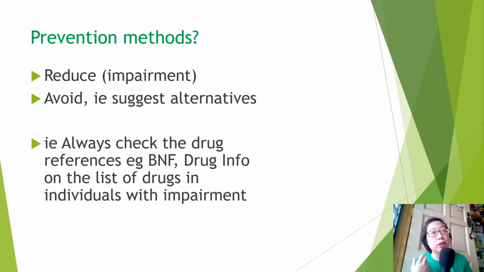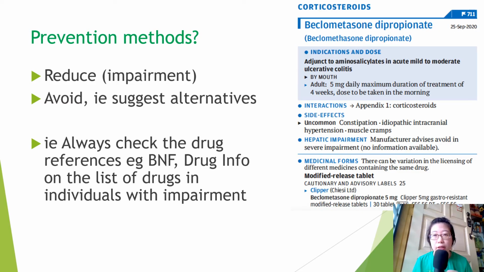If you have a case of an individual with a certain liver or hepatic impairment, you can double check, cross check all the drugs and the doses the person is taking, so that you, as a pharmacist, can avoid drug-induced toxicity in this case. Right, this is an example from the BNF. There's a section here called hepatic impairment. You can see that in this case for beclometasone, which is a type of steroid, the manufacturer advises to avoid it in severe impairment. This drug doesn't need a dose change for renal impairment, so it doesn't appear here for renal impairment.